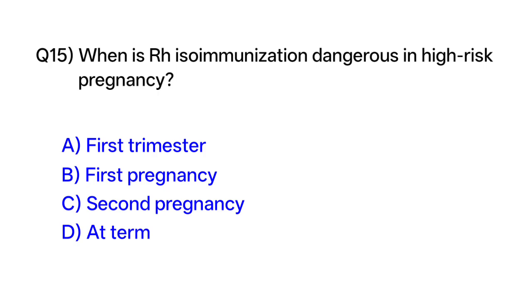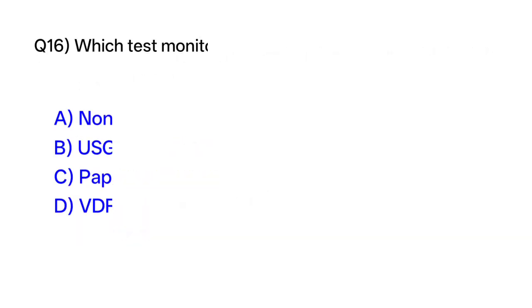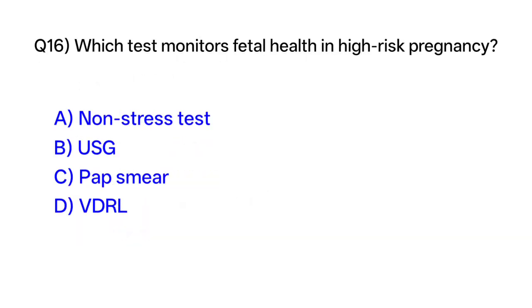Question number 15. When is Rh isoimmunization dangerous, high risk in pregnancy? The correct option is D. Second pregnancy. Question number 16. Which test monitors fetal health in high risk pregnancy? The correct option is A. Non-stress test.